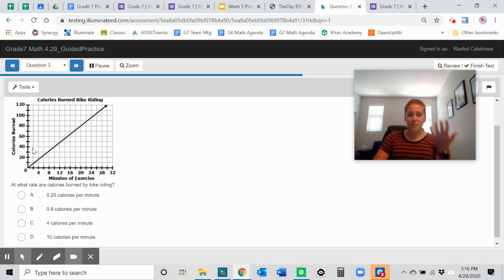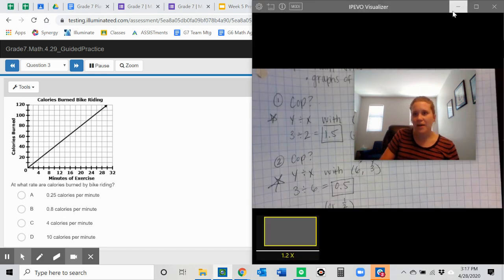There are other ways you can solve this, but for me, that thought process makes the most sense. I definitely don't want to accidentally find how many minutes per calorie. That's going to be a distractor answer choice, which means it'll be there, but it's incorrect, right? All right, so take a look at my thinking, and I want you to compare it with yours.